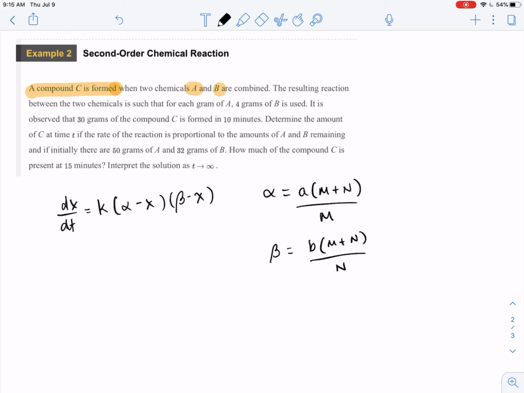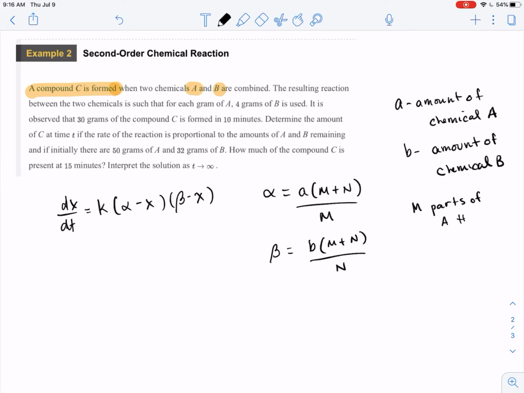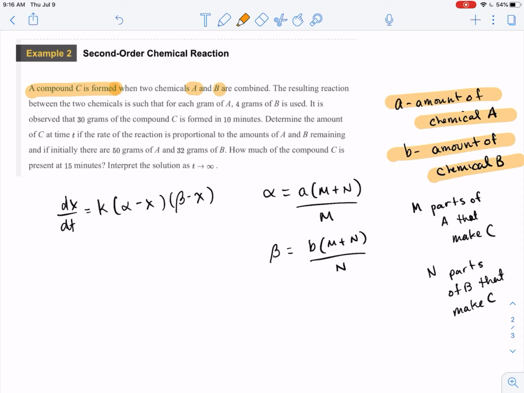Okay, and with that, a couple of things. What is A? A is the amount of chemical A. B is the amount of chemical B. M is the parts of A that make the new compound, in our case C, and N is the parts of B that make C.